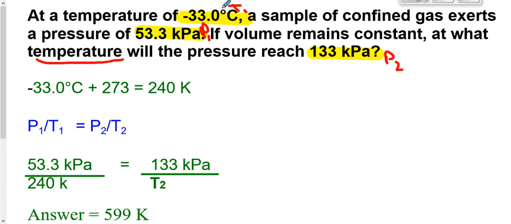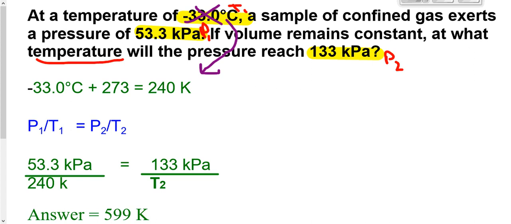Also, temperature, remember, for this unit has to be in kelvins. This is in Celsius. So again, I'm going to cross that right out so I don't accidentally use it. And I'm going to add 273 to it. And I will now have the temperature as 240 kelvins as my T1.